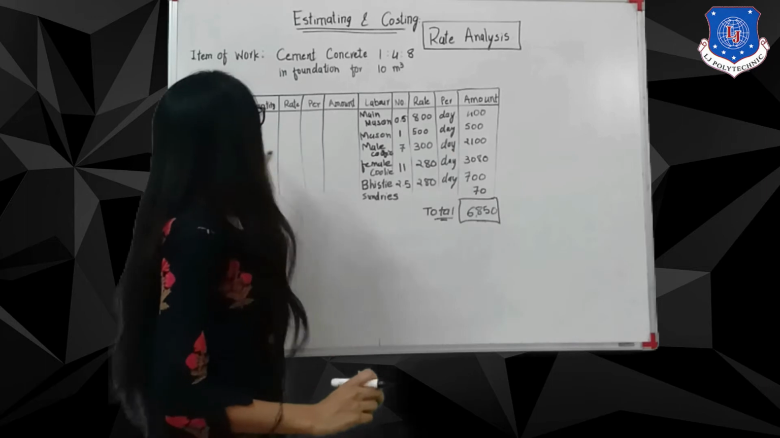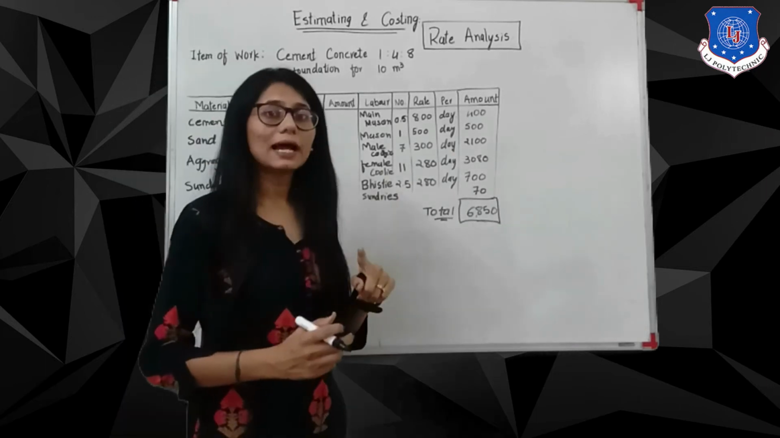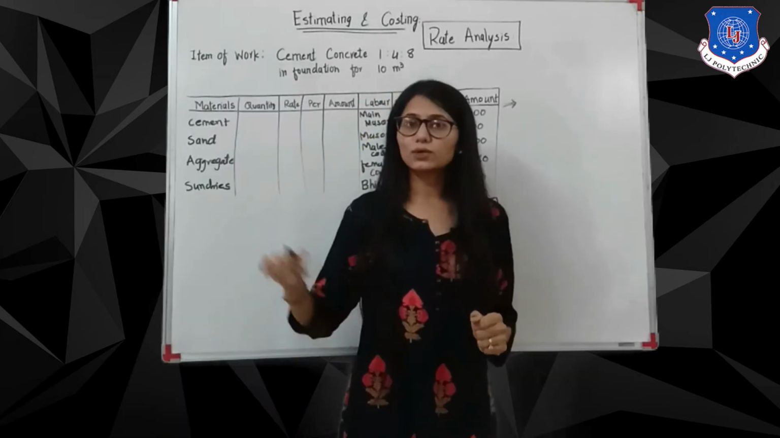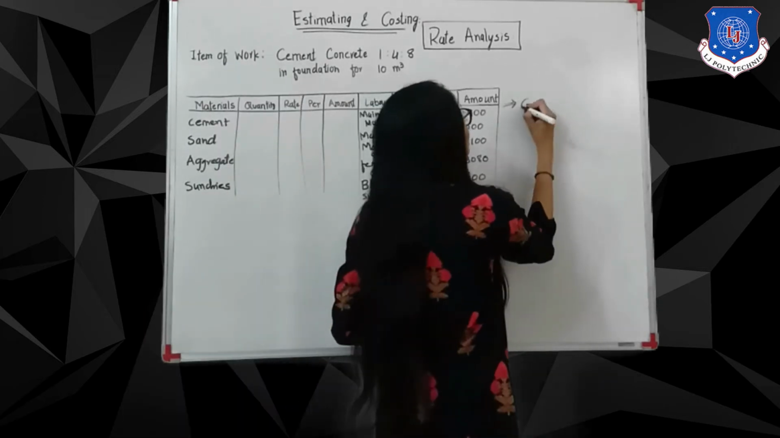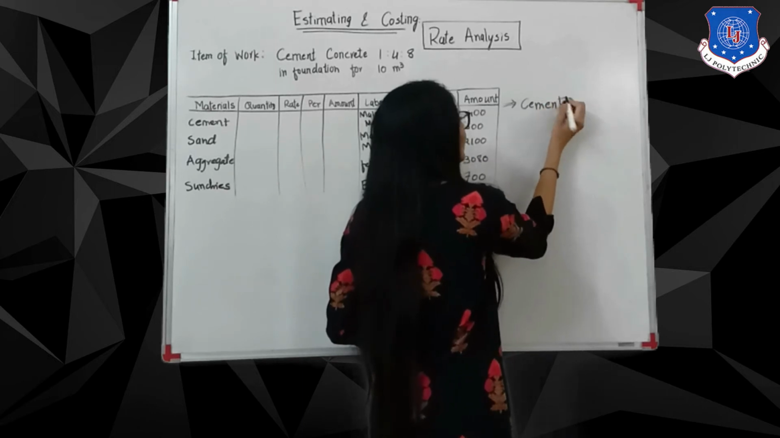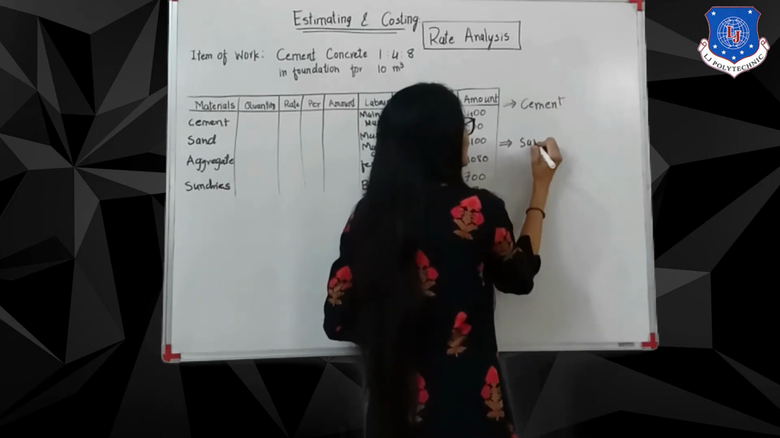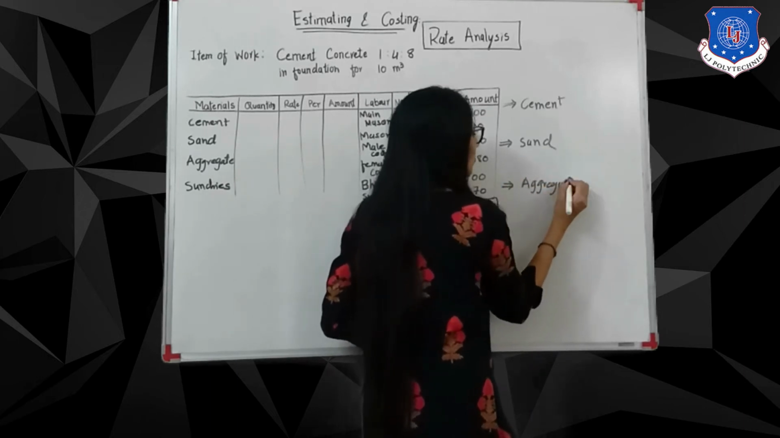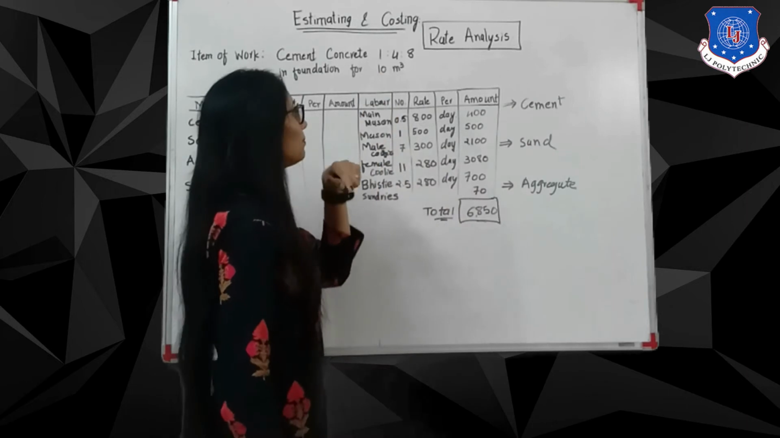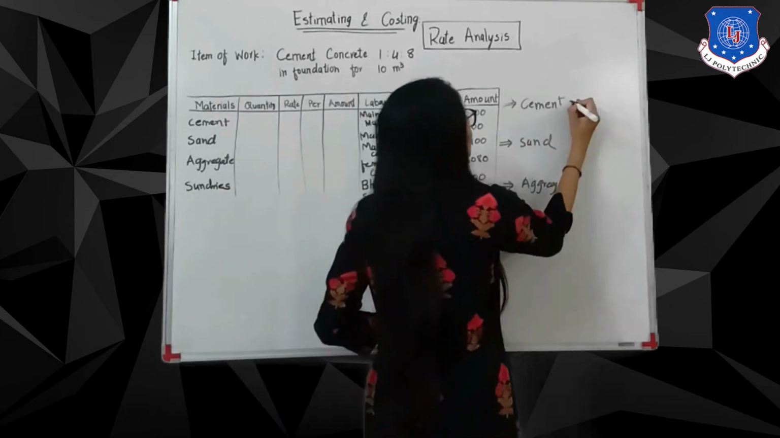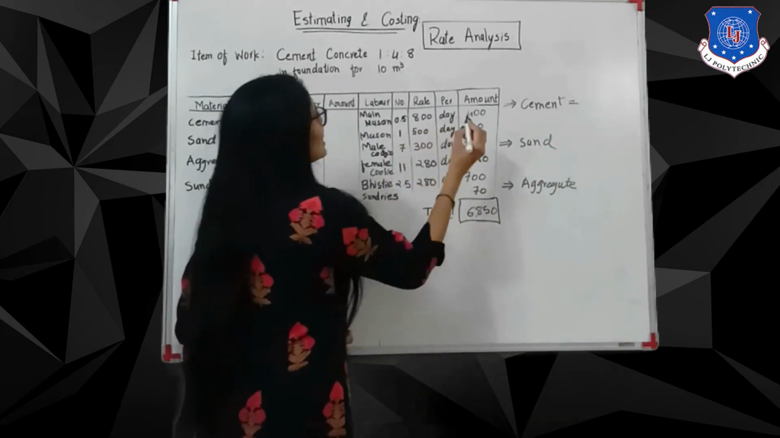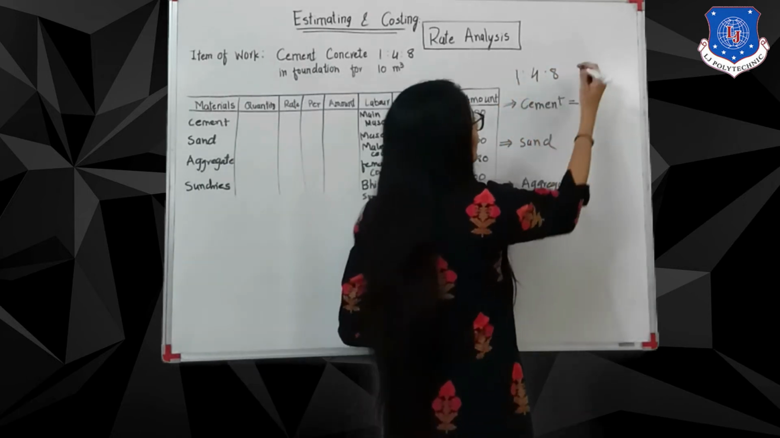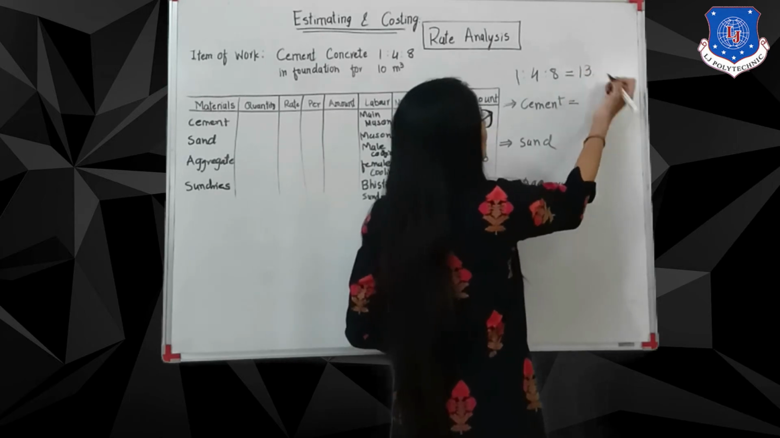Now moving ahead to the material calculation. It's time to use the proportion, which is 1:4:8. We're going to calculate the materials: cement, sand, aggregate. How is this ratio going to help us? First we're going to calculate the cement. This proportion is 1:4:8. This ratio makes the total of 13.